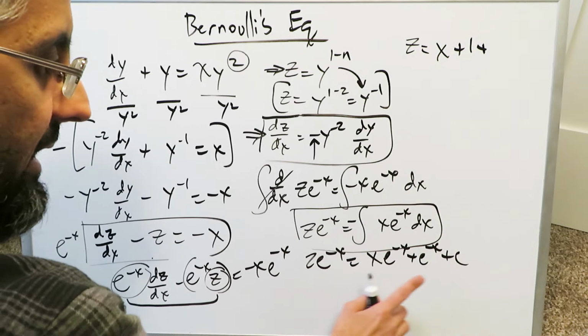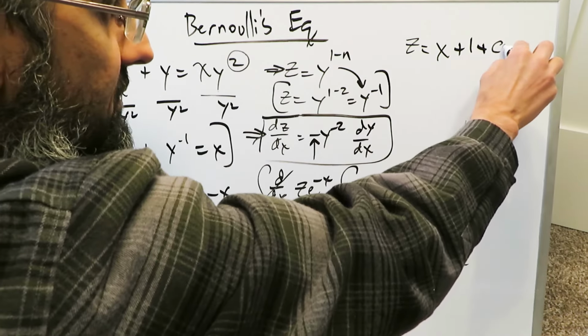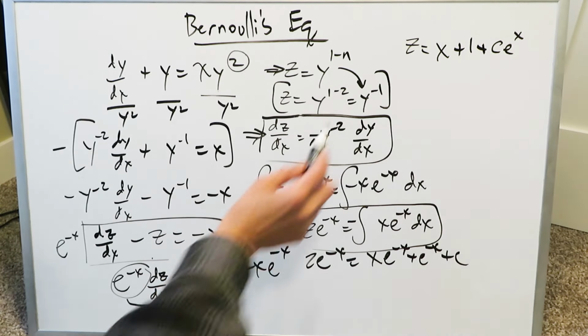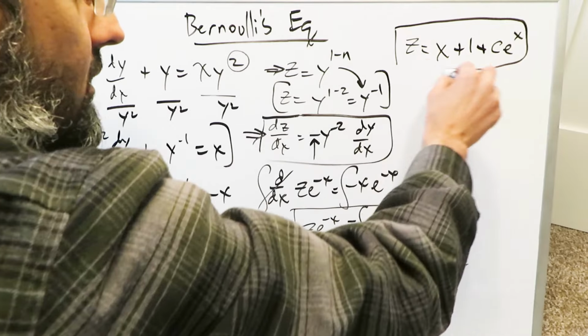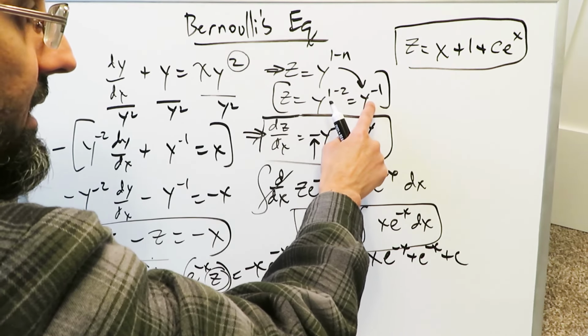And then e to the minus x will attach with this as c divided by e to the minus x, or you can do c e to the power of positive x. And that right there is so close to completion. All you have to do is resubstitute what z was, which is right here, y to the minus 1.